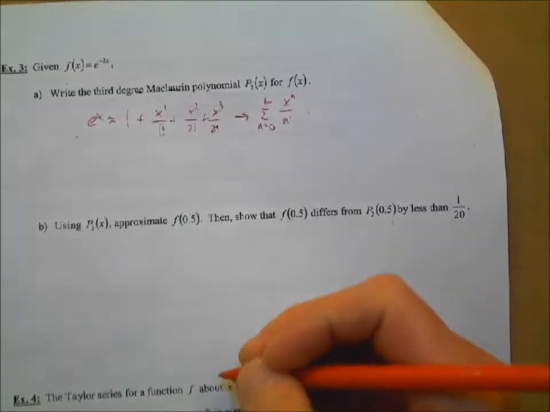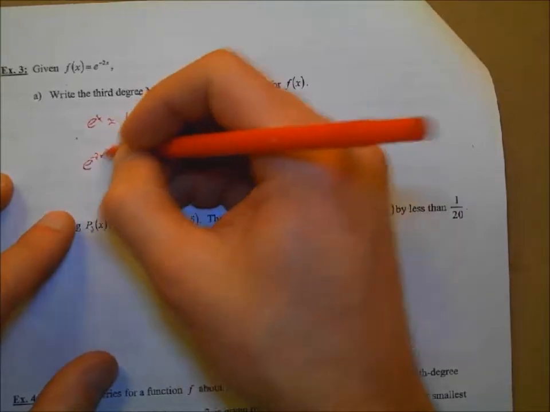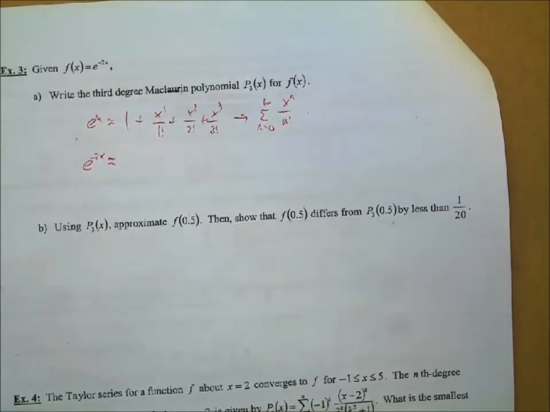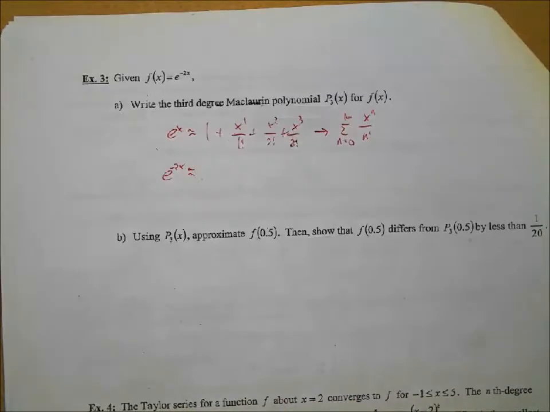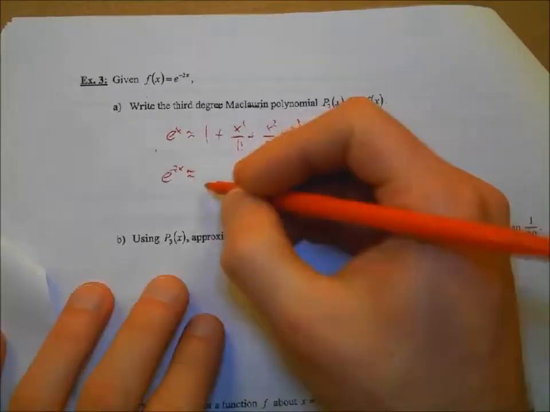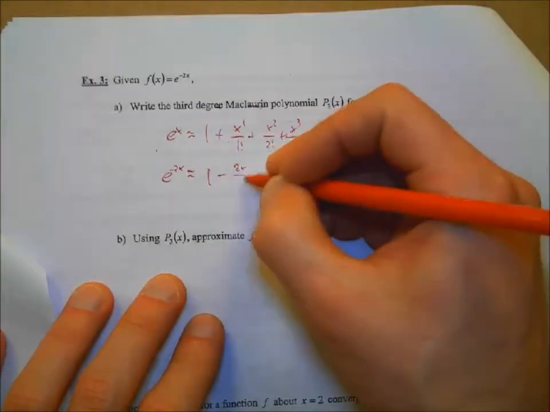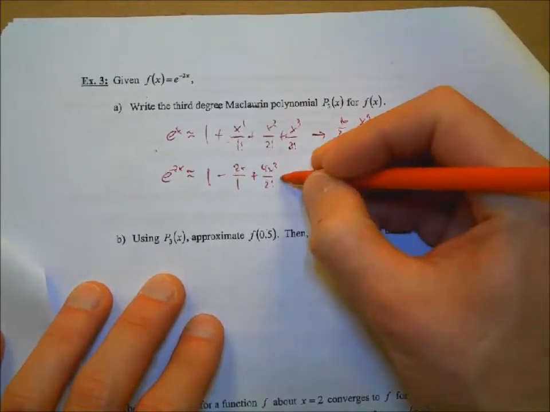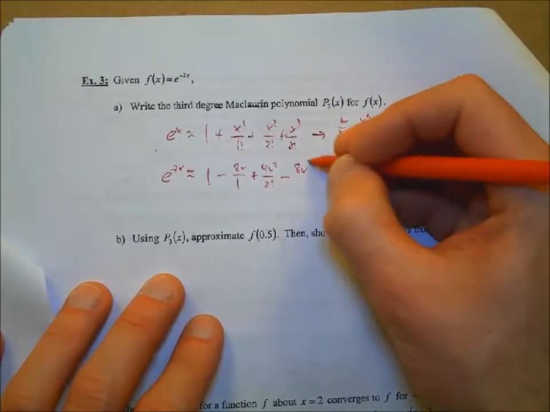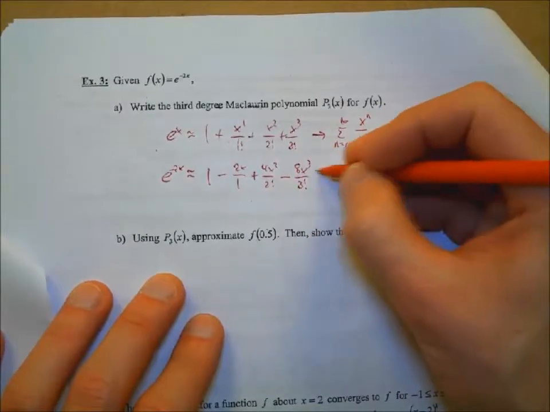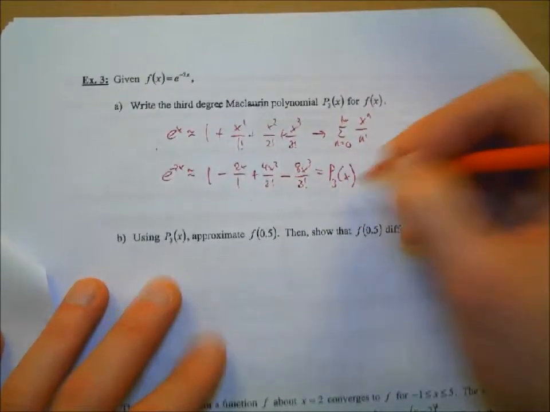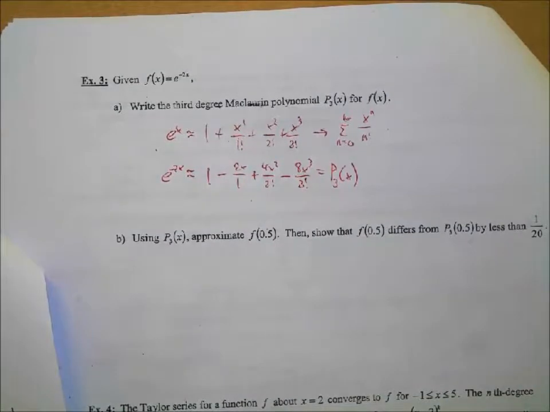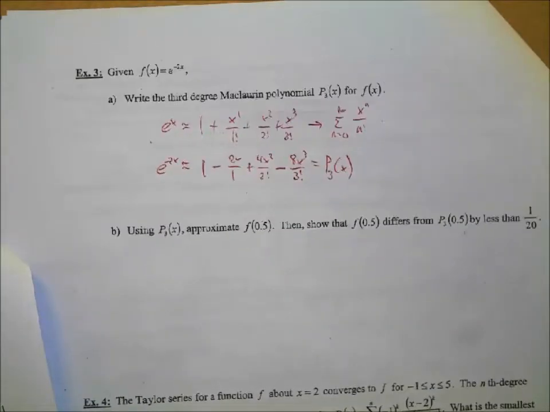But we want e to the negative 2x, which means, what do we do with all of our x's? Replace them with negative 2x. So it's going to be 1 minus 2x over 1 plus 4x squared over 2 factorial minus 8x cubed over 3 factorial. That's our p sub 3 of x in this case. So we're just building e to the negative 2x using our power series for e to the x.